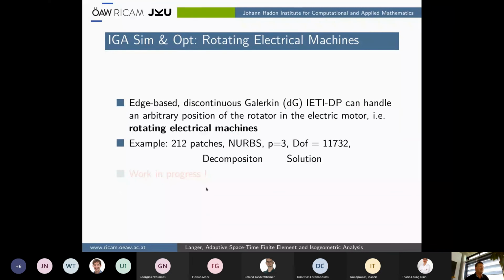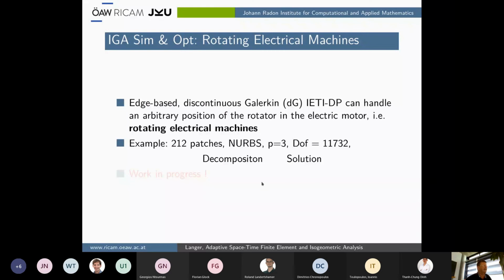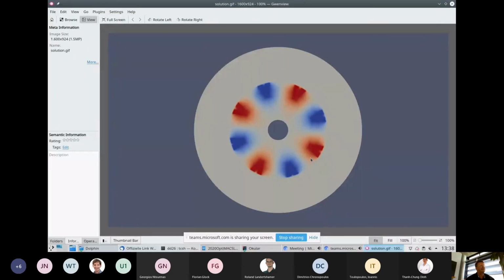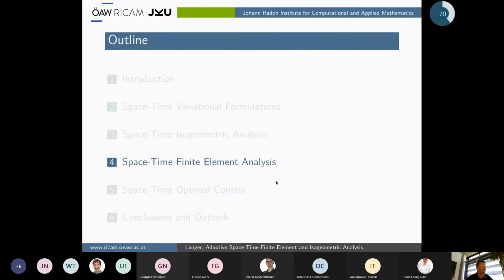So of course, a machine is rotating. So we want to have this for rotating machines. Then we use here discontinuous Galerkin with non-matched patches. This is working. So here I have a solution. This must be the same solution as we saw. Indeed, this is the same solution. And they should rotate. If you see this, then the method is working. So this is work in progress. And now back to space-time.